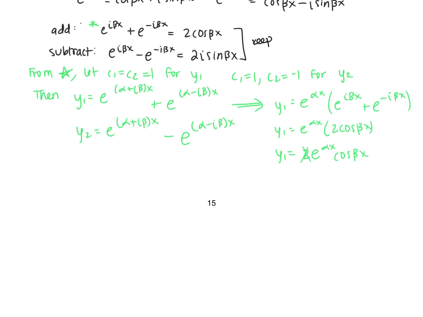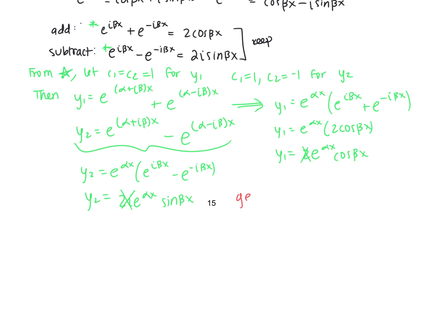Okay, so likewise, same idea. We're going to do the same thing with y2. With y2, we're going to factor out e to the alpha x, and we're left with e to the i beta x, subtract e to the negative i beta x. So substituting back from above and simplifying, we get our y2 to be 2i e to the alpha x sine of beta x. Again, though, we don't care about the constant. So finally, after all of this work, we have our two solutions.